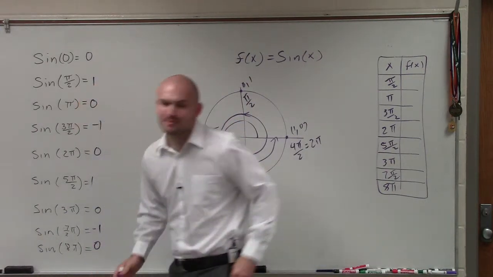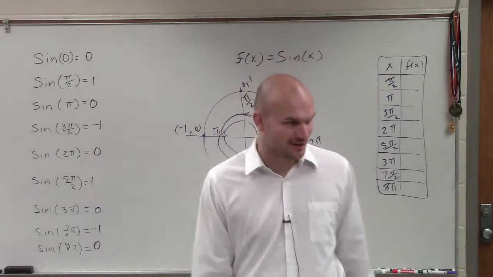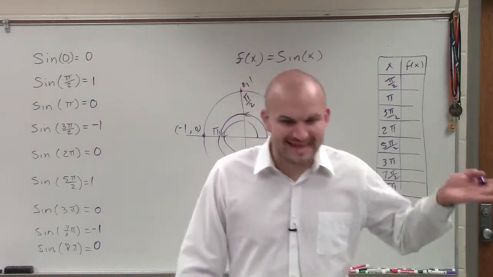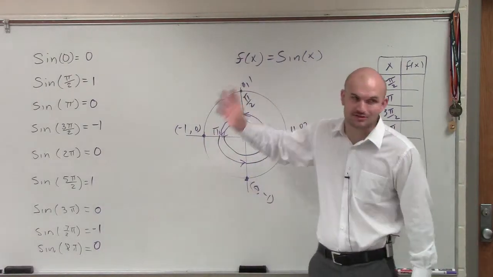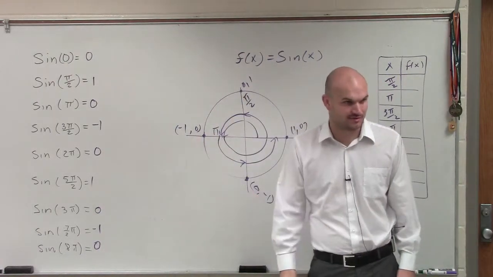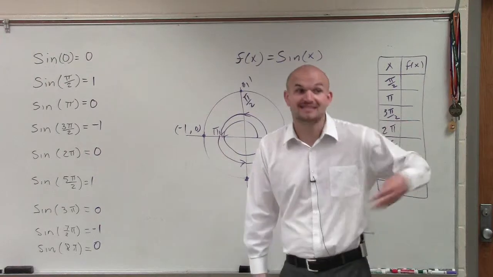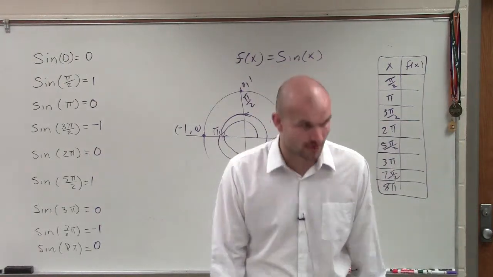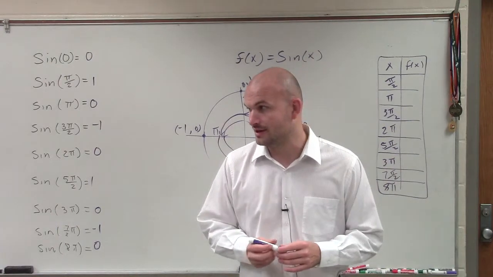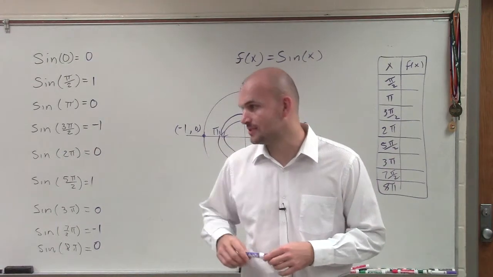Now, ladies and gentlemen, if I keep on continuing going around, Kyle, do you see any reason why these points are going to be different? If I just keep on going around the circle, am I going to get any other different values? No, right? This keeps on continuing over and over. It's a cycle over and over and over. That's tangent. It's a pretty function.